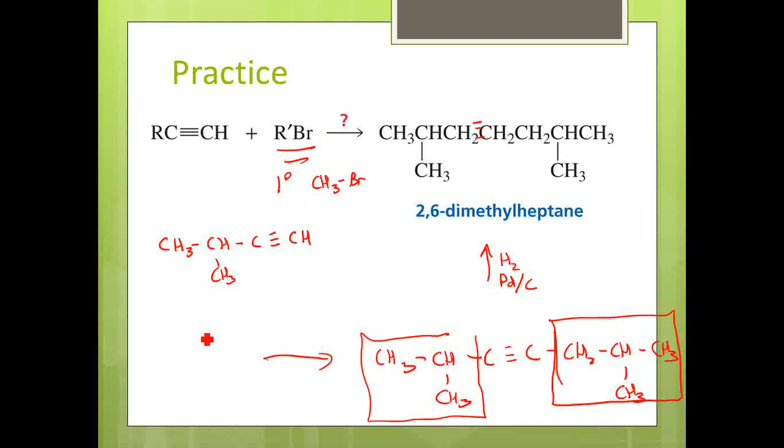So that does mean that my triple bond must have originally been on the side with the secondary position. And the R prime is this guy over here. So that was bromine attached to a CH2, CH, CH3, and CH3.